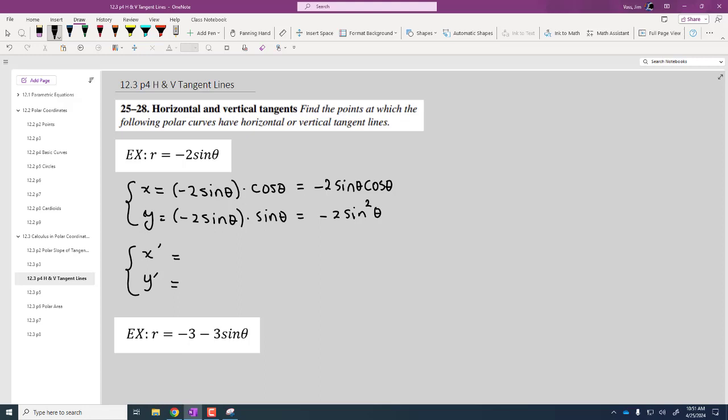Okay, so x prime, we're going to do product rule again. So first derivative second, the derivative of the second is minus sine of theta. So this will be 2 sine squared of theta, first derivative second, plus the derivative of first times the second. So that's going to be minus 2 cosine squared of theta.